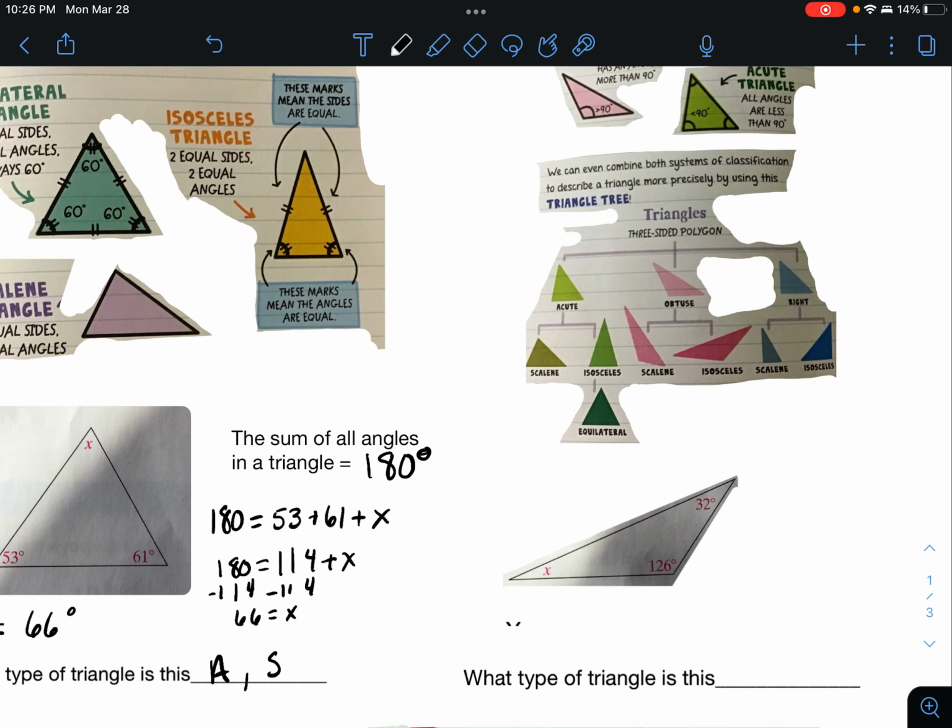All right, same thing on this next one. We know that all angles have to equal 180 degrees. So 180 is equal to 32 plus 126 plus x. Once again, we combine the like terms. 32 and 126 is 158. So now we just have to isolate the variable.